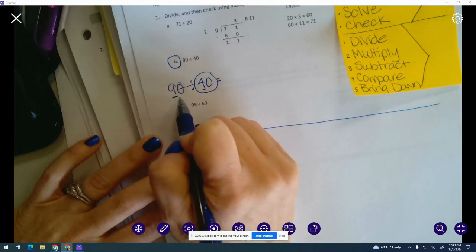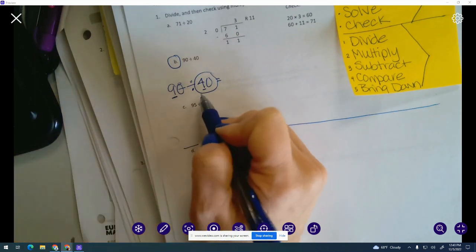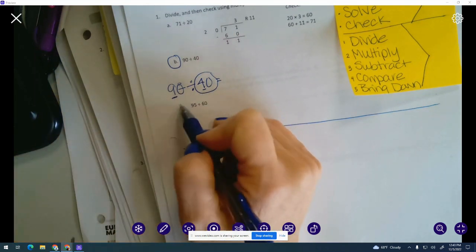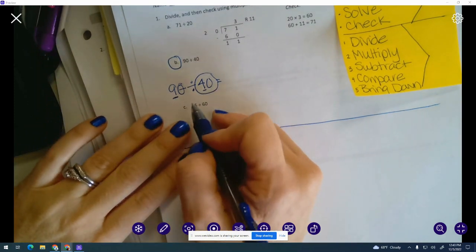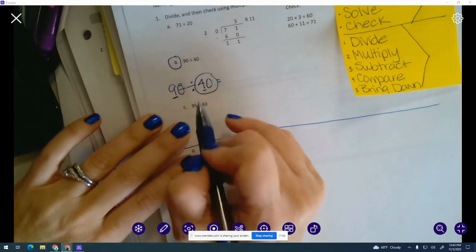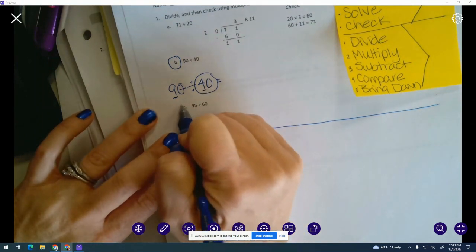90 is not readily divisible by 4. Now, actually, 90 can be, but I don't want to have to do division to do an estimate. So we're going to look at something that's quicker for us to find.